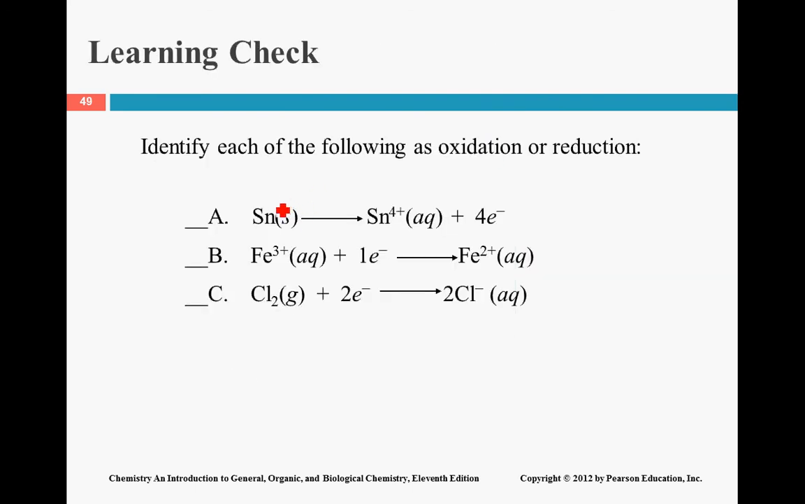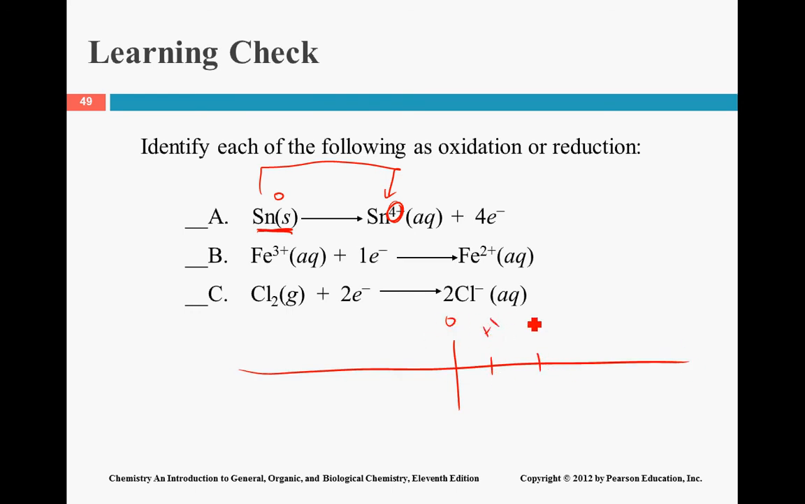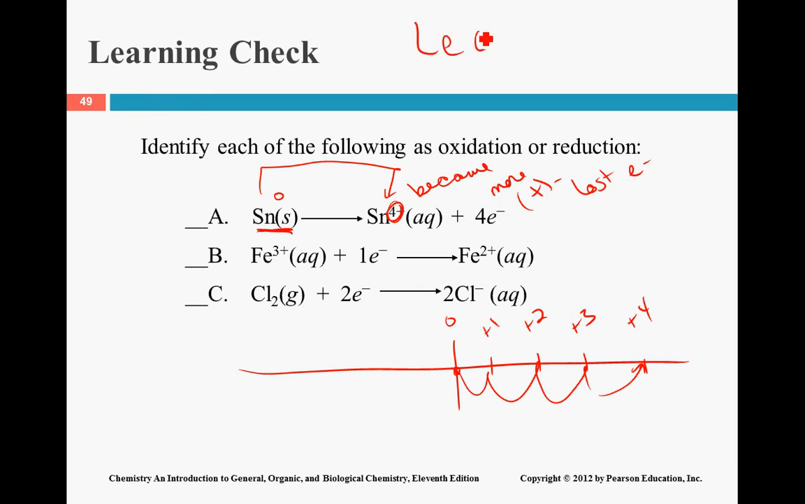So we have Fe. It's not bonded to anything, and there's no charge, so that means it's a 0. It's going from 0 to a +4. So if we look at our number line, here's 0, +1, +2, +3, +4. It went from 0 to +4. It became more positive, which means that it lost electrons. So if we look at LEO GER, lose electrons, oxidized. That means this was oxidized.